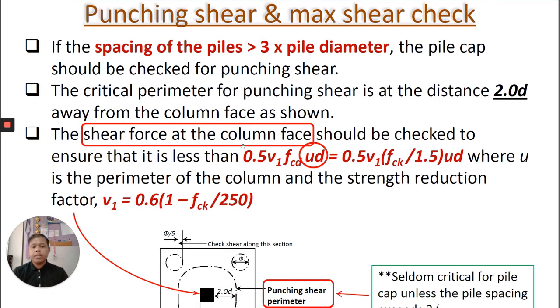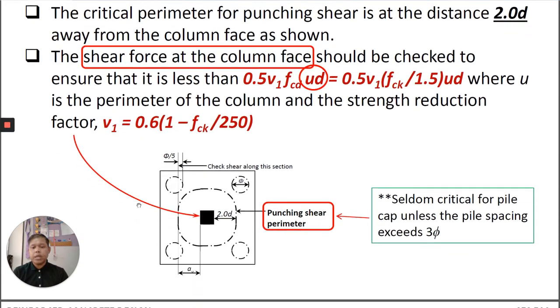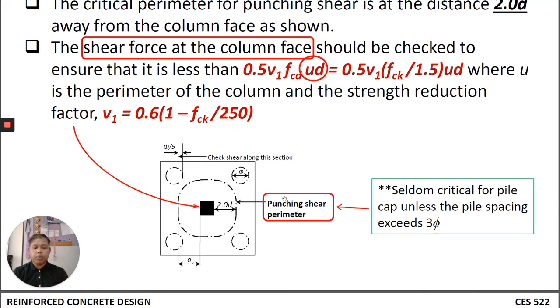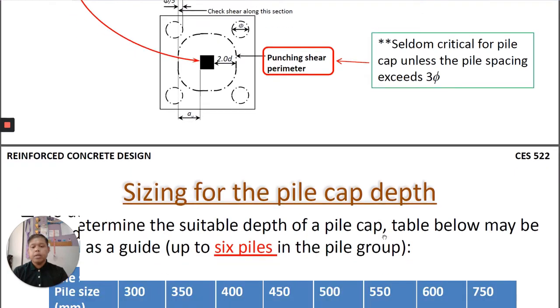The shear force at the column face should be checked to ensure that it is less than 0.5 v1 fcd u, where u is the column perimeter, equal to 0.5 v1 fck over 1.5 ud, as I said, and the strength reduction v1 is equal to 0.6 times (1 minus fck over 250). So here is the section, same as what we have done before. It is seldom critical for the pile cap unless the pile spacing exceeds 3 times the diameter of the pile.